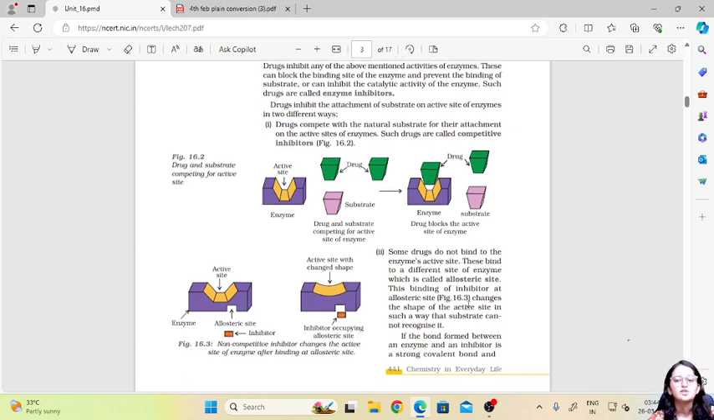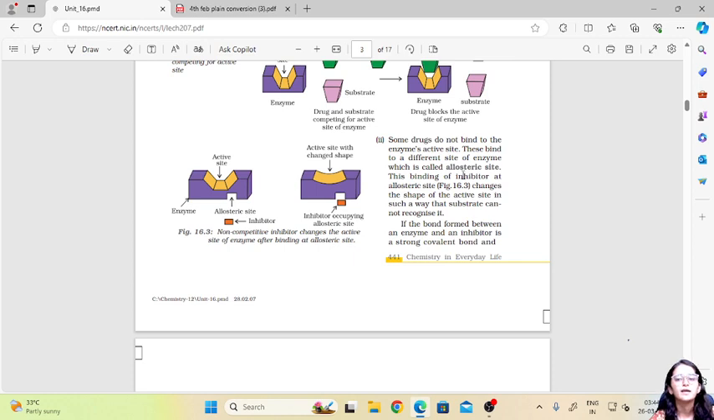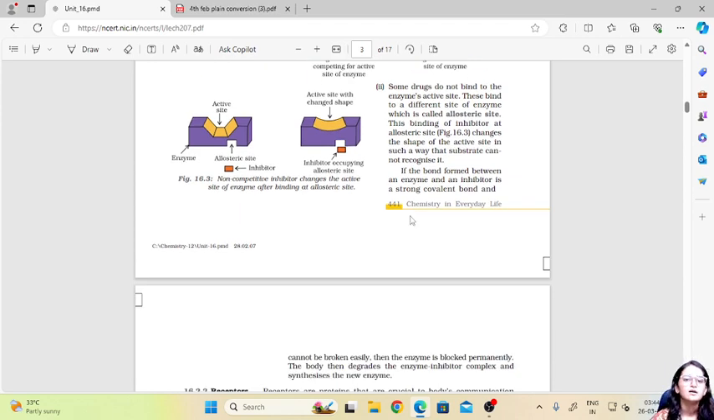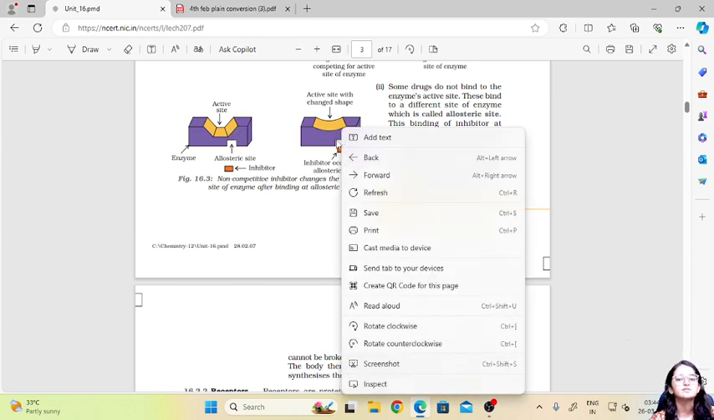And some drugs do not compete with them. What they do is bind to a different site of the enzyme, and that is called the allosteric site. This binding of the inhibitor changes the shape of the active site. We can see here the shape in this case and the shape in that case are totally different, because of the allosteric site.